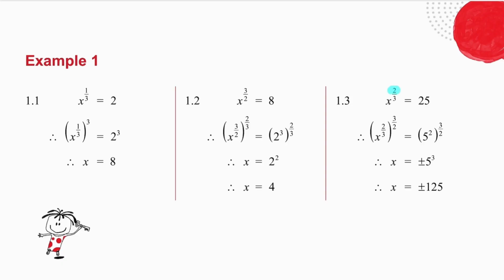Because this involves an x to the power 2 over 3, that means the cube root of x squared. And because it's a squared, my answer has plus or minus. Because if you square a positive, you get a positive. If you square a negative, you get a positive. So when the top of the fraction is an even number, your answer is going to be plus or minus.